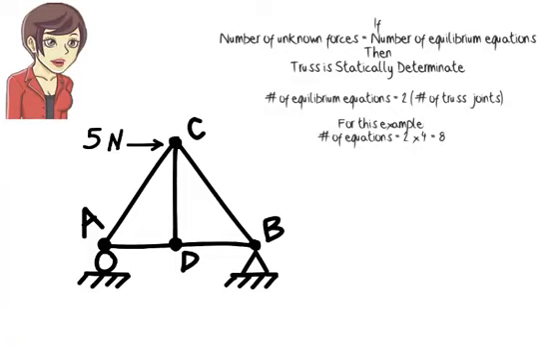Why 2 times the number of joints? I am going to answer this question in a minute. For now, let's just accept it as a fact. But what about the number of unknown forces?